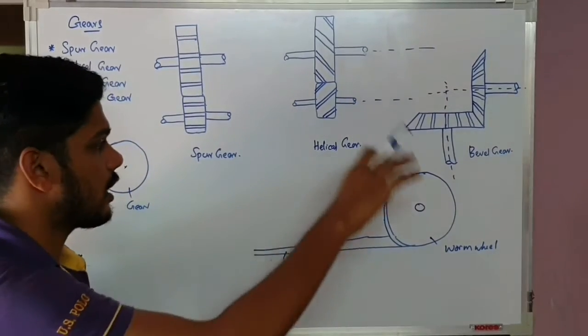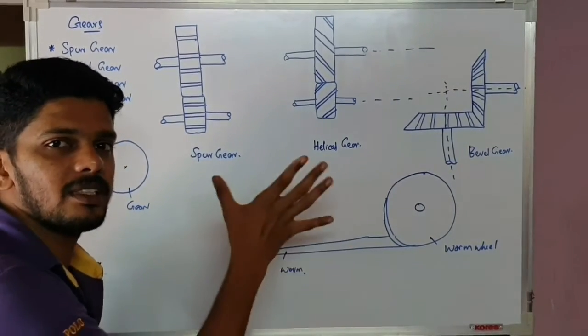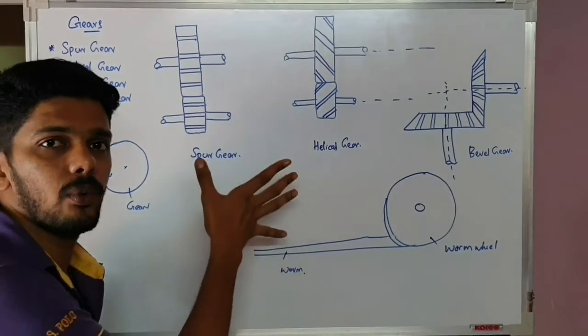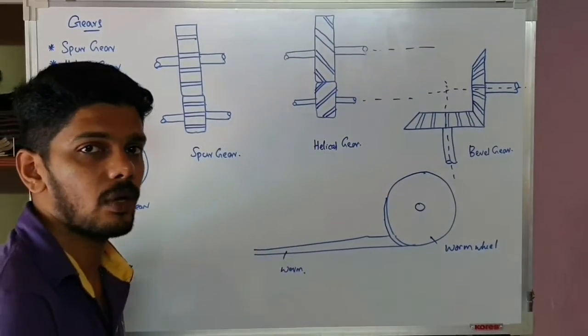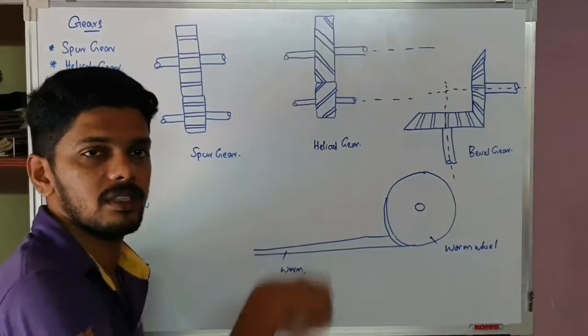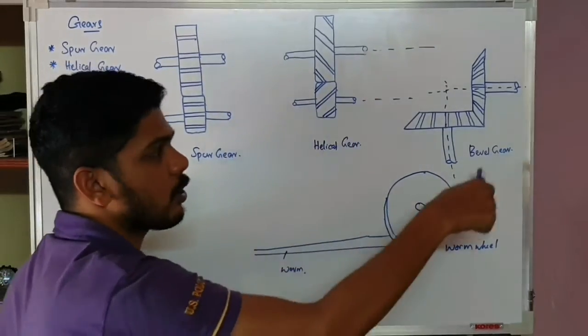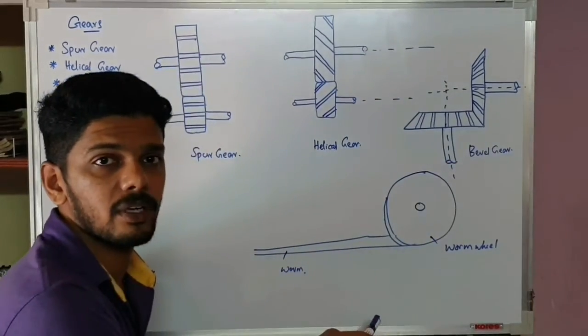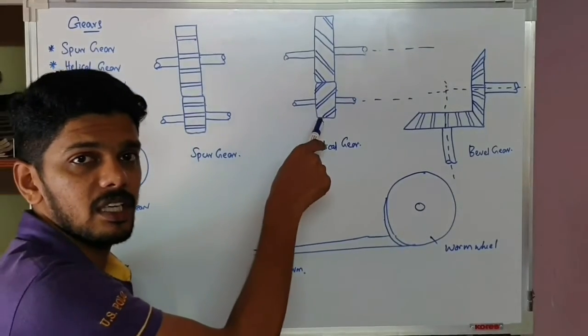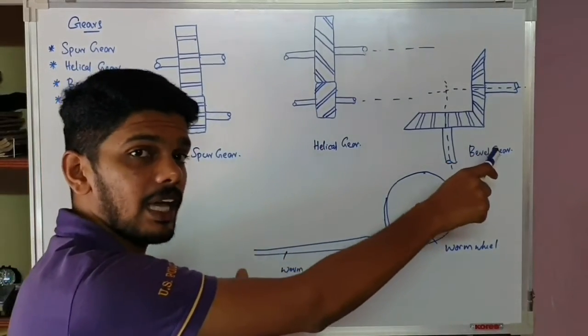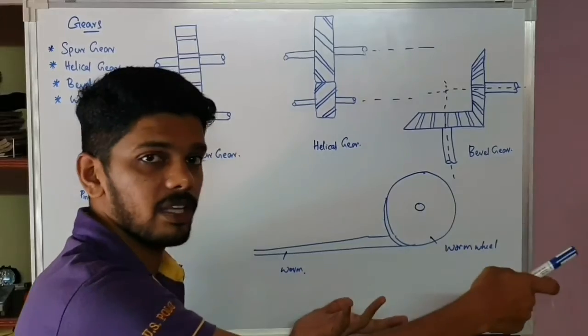These things are mentioned in the syllabus. Know the basic thing, and then how it differentiates from the others: the tooth profiles, the power transmission. This is parallel power transmission. This is non-parallel power transmission. The teeth are straight. The teeth are inclined. The teeth can be either inclined or a different type.